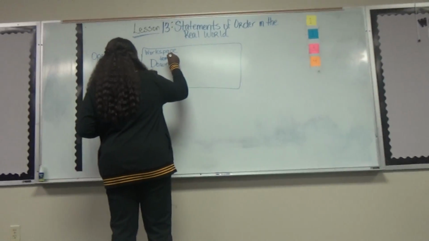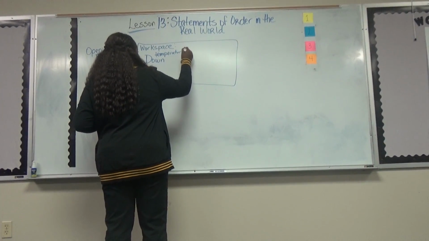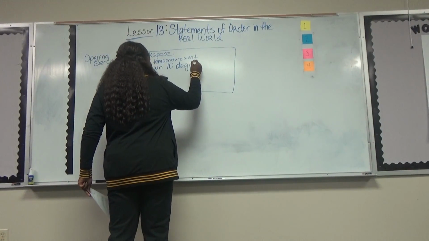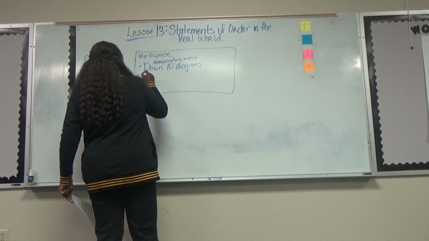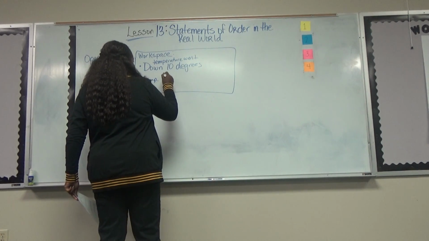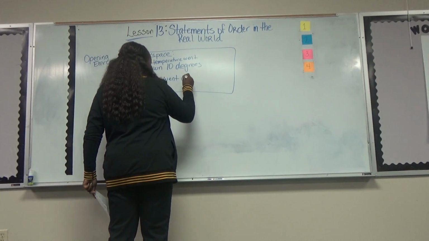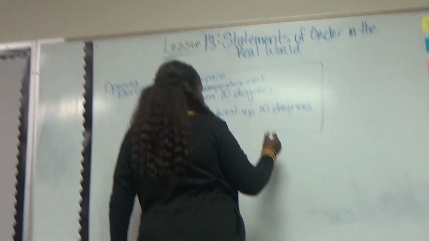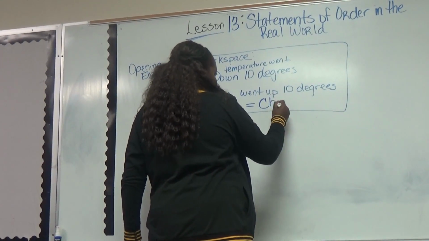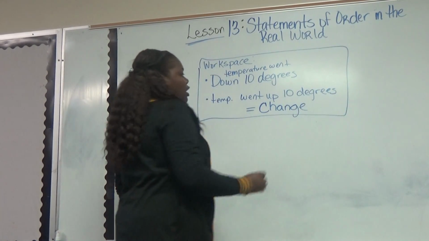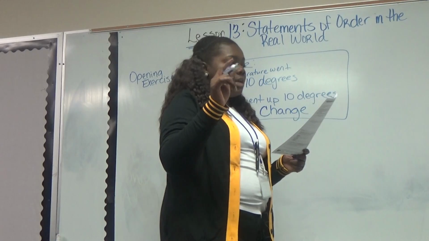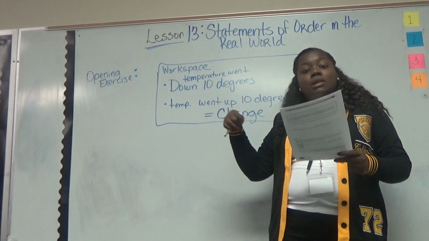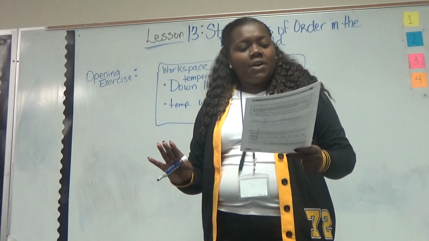So we can say the temperature went down 10 degrees, or what? Went up 10 degrees. So we can say that the temperature, and I'm going to abbreviate, temperature went up 10 degrees. Because both of those represent what? They both equal change, right? They both show change. That something changed. It could have gone up 10 degrees or it could have gone down, but they both say that they changed how many degrees? 10 degrees.